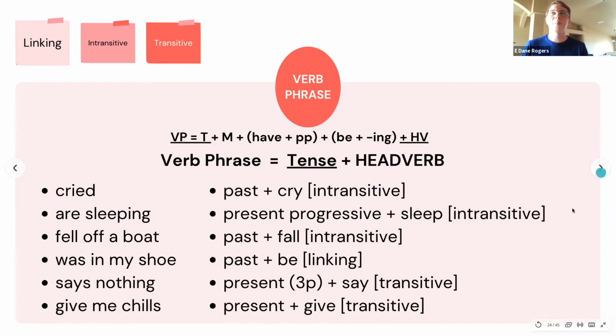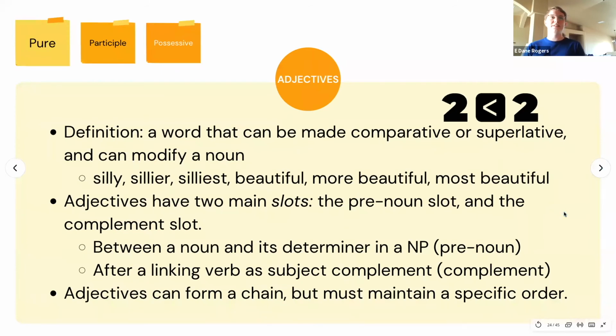Okay. All right, adjectives. This is probably the hardest one of these four, and I'll show you why. Its definition is a word that can be made comparative, superlative, and can modify a noun. Because an adverb also can be made comparative or superlative, but it can't modify a noun. So I've got examples: silly, sillier, silliest, beautiful, more beautiful, and most beautiful.